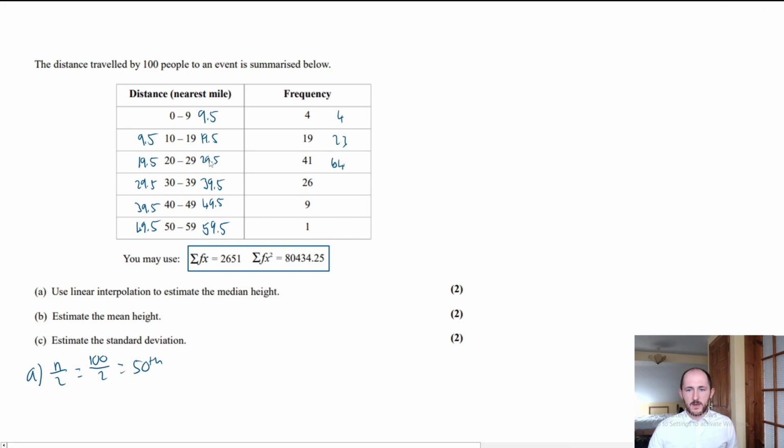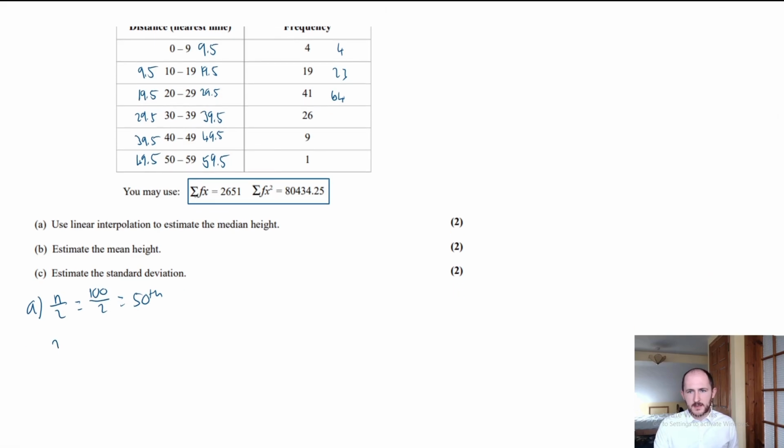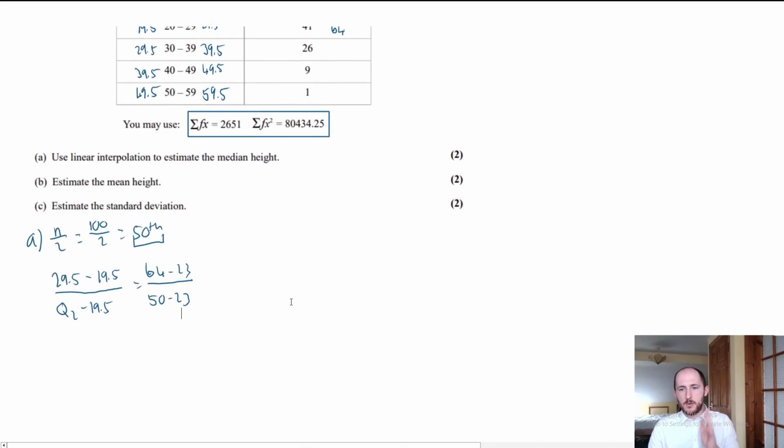So what do we do? We take the difference in the class boundaries, so 29.5, or we just take the class width, if you want to say it in a bit more of a human way, over the 50th value, or in this case we're looking at Q2, minus the lower class boundary. And that equals the difference in the cumulative frequencies, or just 41, whichever one's your preference, over the actual value we want, which is the 50th value, minus 23. And once again, just do some movie magic with your values.